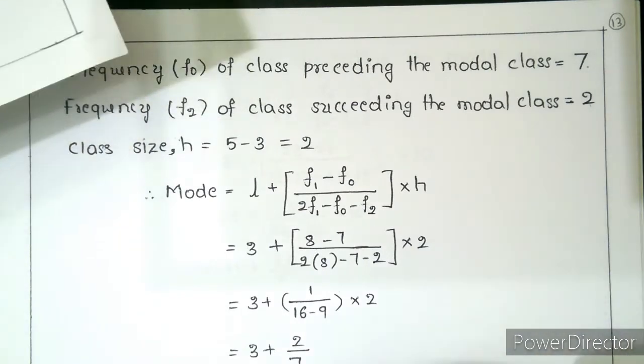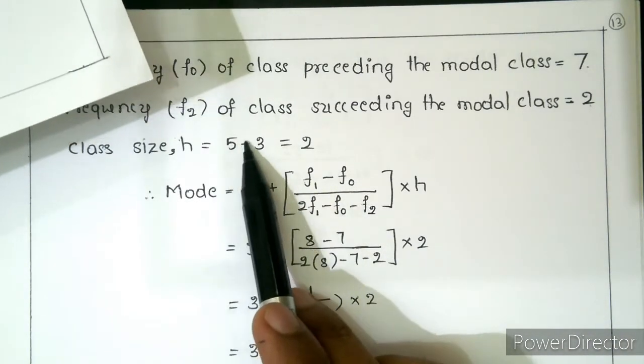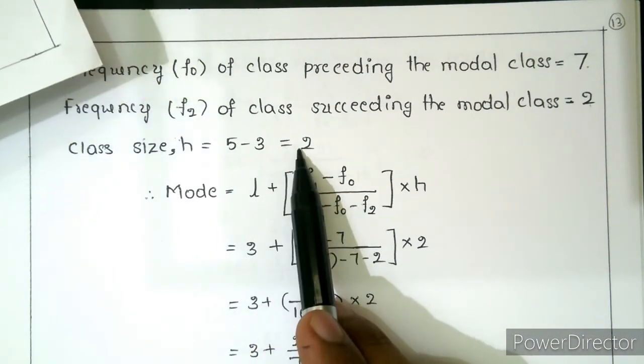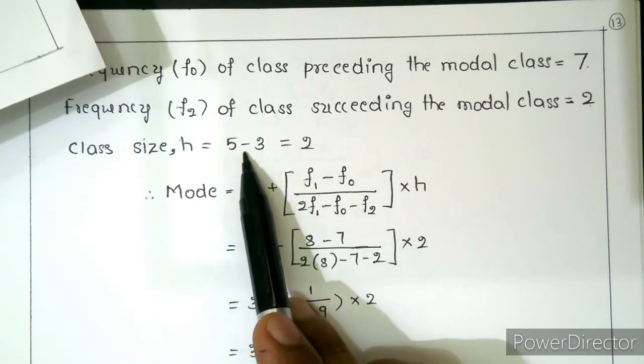Class size H: 5 minus 3 gives you 2. So H equals upper limit minus lower limit.